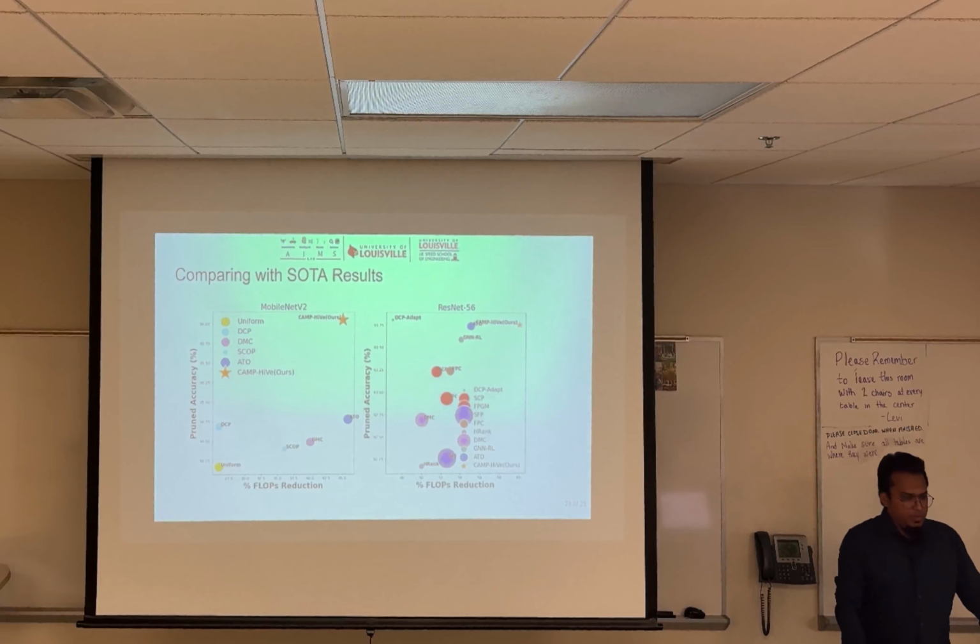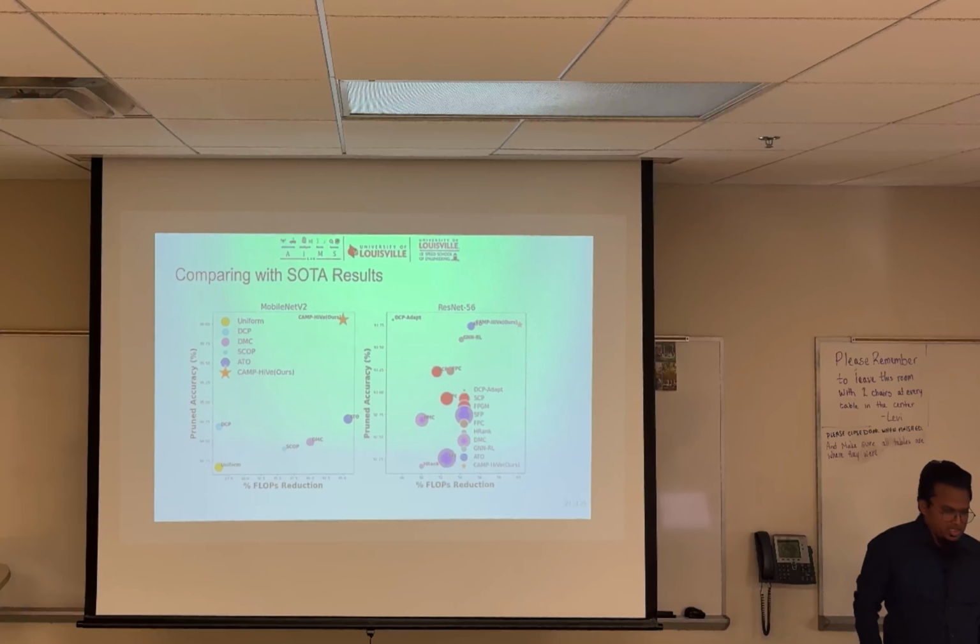Now let's compare the state-of-the-art results with ours. You can see there are lots of state-of-the-art results here. All the methods are here. Ours for MobileNetV2 is in the top right corner, and for ResNet 56 is also in the top right corner, which implies that our model is doing much better than the others.